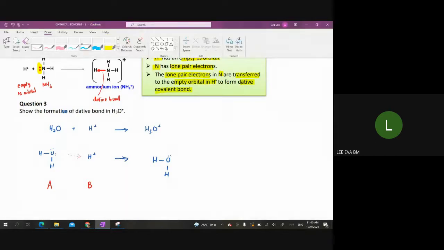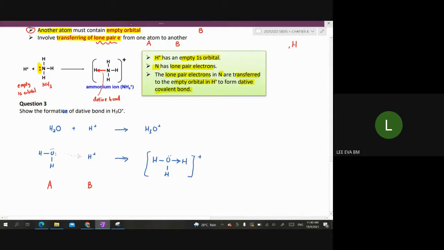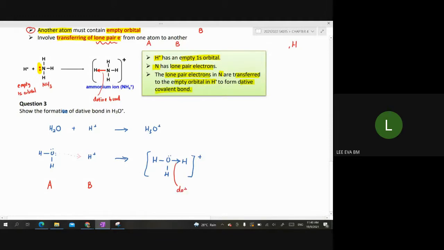But when you want to write your answer, you have to show the electrons, you show the arrows inside your product. So the overall charge over here, we have a positive. And then after that, show which one is your dative bond. So dative bond, every time you must label.